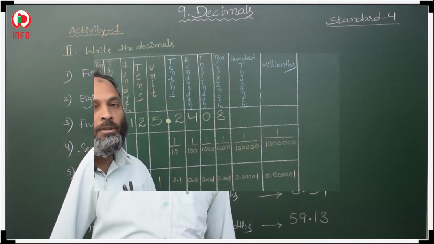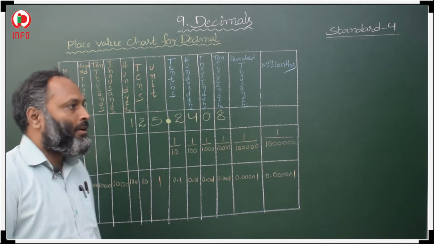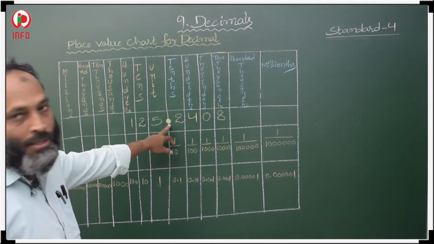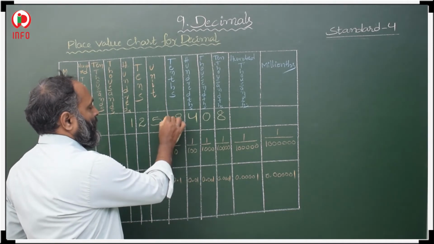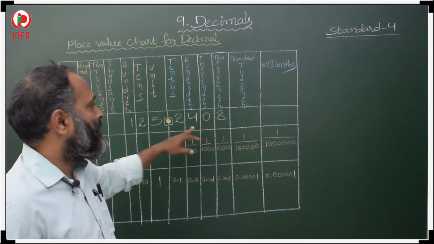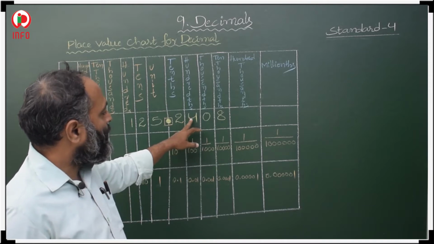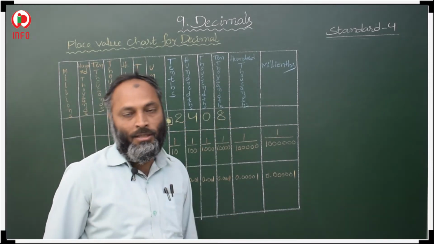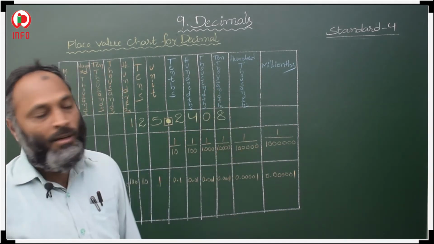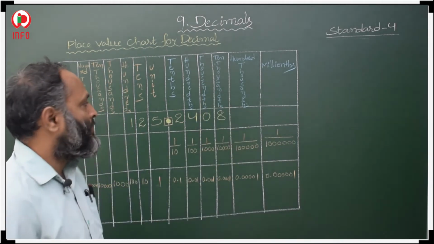Okay. Now here is the place value chart for decimals. See here: 125, then point. This is the decimal point. Then 2408 means up to ten-thousandths. 2408 ten-thousandths. So this is the way to read.